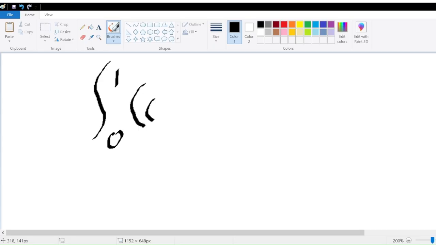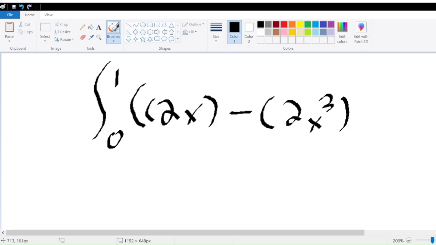And next, we're just going to do our top function, which is going to be 2x. So we're going to have 2x in parentheses and then subtract our bottom function, which is 2x cubed. And then we're going to go ahead and square all of that. To determine the volume of a square cross section, all you need to do is square the whole thing, which is in the integral.